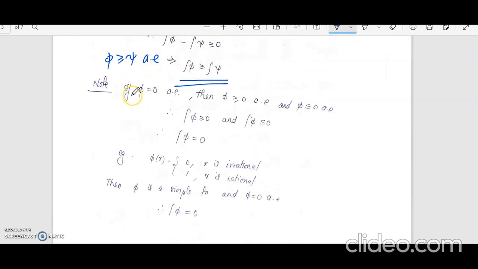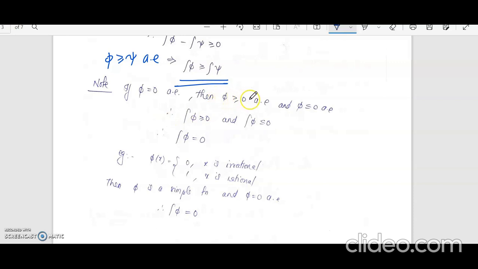So we are seeing this note. Integral of phi is equal to 0 almost everywhere, where we can write it as greater than or equal to 0 and less than or equal to 0 almost everywhere. So both simultaneously happen when phi is equal to 0.